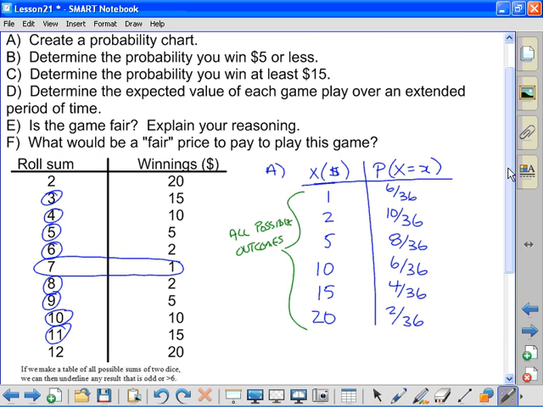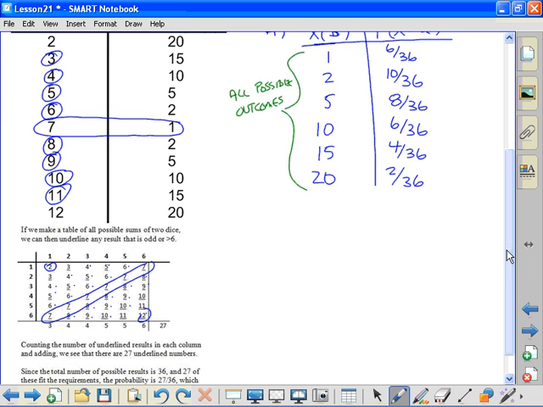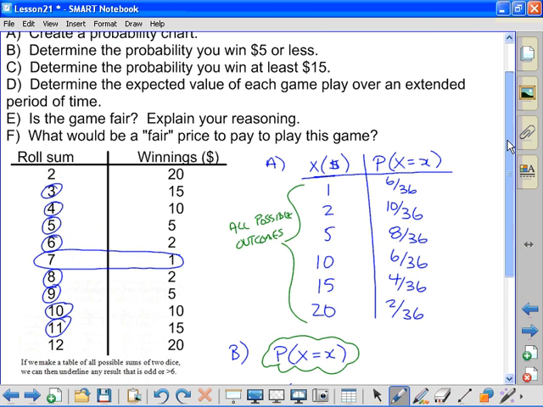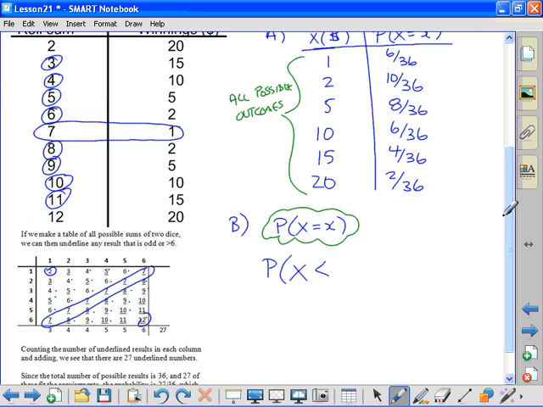Question B, determine the probability you win $5 or less. Okay, so for B part, how do you show this mathematically? So we know we are dealing with this notation here. Okay, that's the notation that we are moving to with probability distributions. So I want to know the probability that my random variable will be less than, and up here in B part it says you win $5 or less. So that means that it is less than or equal to our $5. All right. So that's less than or equal to.